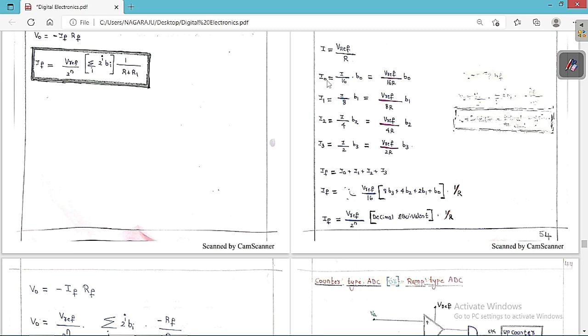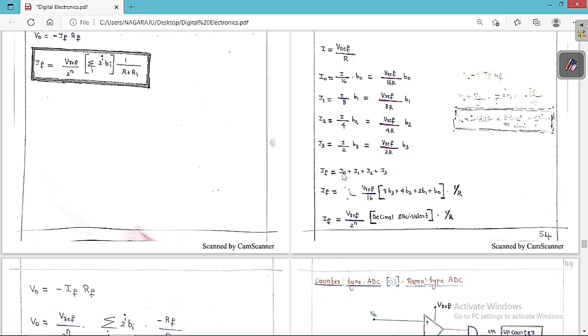So I already told you the value of I0: I0 is I by 16 into B0. I1 is equal to I by 8 into B1, I2 is equal to I by 4 into B2, and I3 is equal to I by 2 into B3. But what is the value of I? I is equal to V reference by R. So substituting here, we finally get I0 is equal to V reference by 16R into B0, I1 is equal to V reference by 8R into B1, I2 is equal to V reference by 4R into B2, and I3 is equal to V reference by 2R into B3.